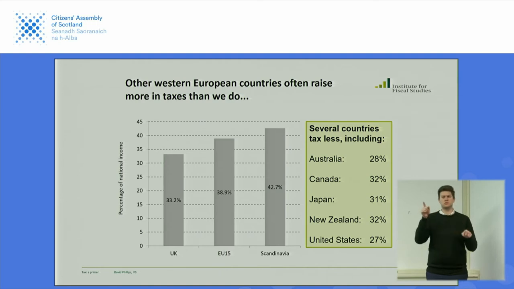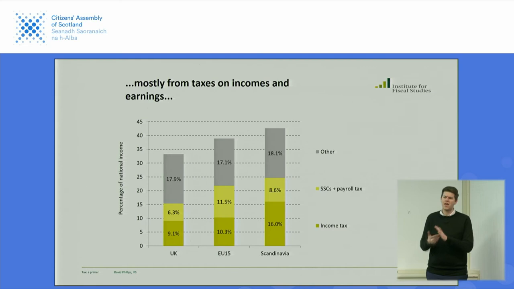But just looking quickly at what Europe does, where do they get their extra revenues? This graph splits the revenues up into different portions. You've got income tax and the national insurance contributions that are paid on earnings, those two bottom bits there. And you can see that's where the difference comes from. The extra tax in Europe comes from higher taxes on income and on earnings. The other taxes, the top bit there, are broadly the same.